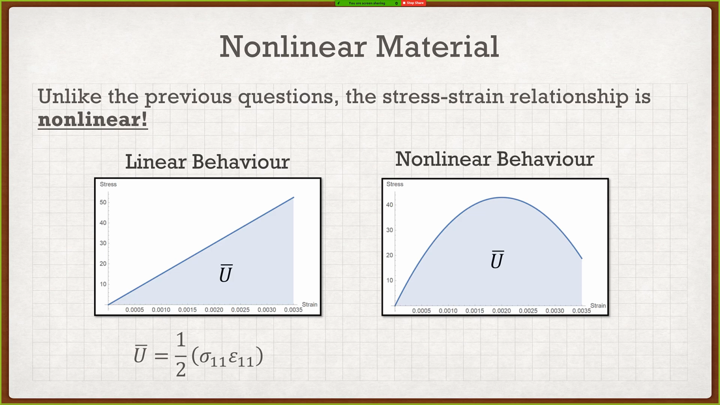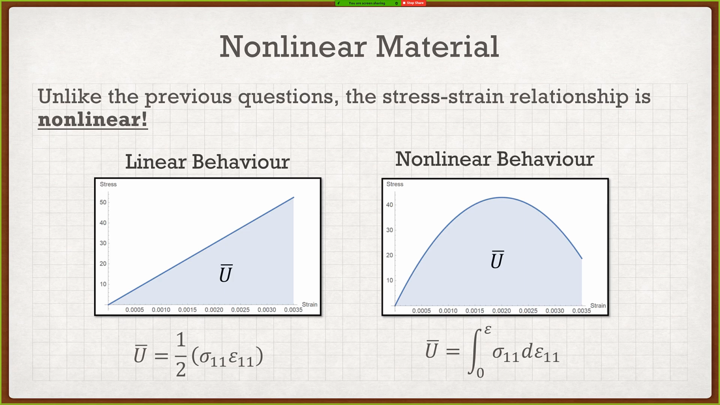Now, when we get to nonlinear behavior, we're doing the same thing, where our strain energy is going to be the area under that curve. However, that curve is not a triangle. You don't really know what that curve is going to be. So how do we find the area under the curve? Well, we're actually going to have to integrate. So what we're doing for these types of nonlinear questions is our strain energy is going to be the integral of our stress function with respect to the strain. So in this particular case, we're going to integrate that sigma 1 function that we have with respect to epsilon 1.